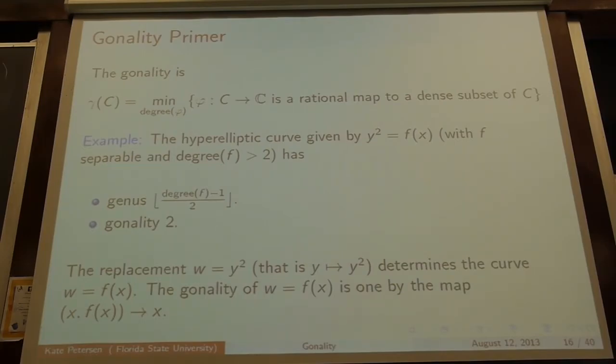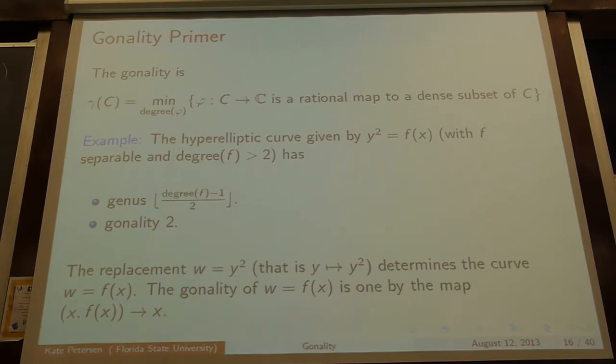So if you have a rational curve, the gonality has to be one, because a rational curve is birational to C. So a rational map in algebraic geometry, I have a finite number of variables and a bunch of equations they're satisfying. That just means in each coordinate, it's a rational function, polynomial over polynomial. So we have to be a bit careful when we deal with rational maps, because they're not defined when the denominators are zero.